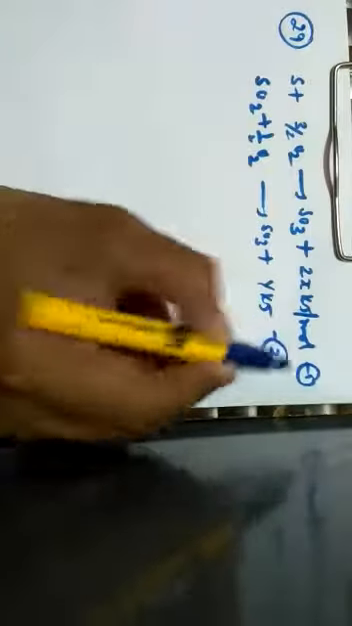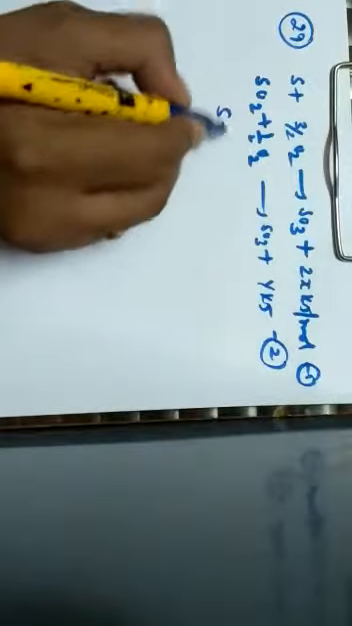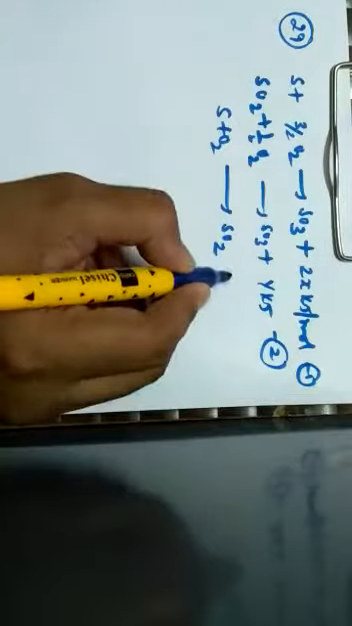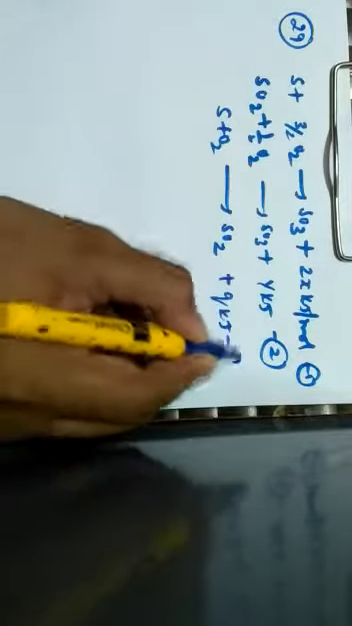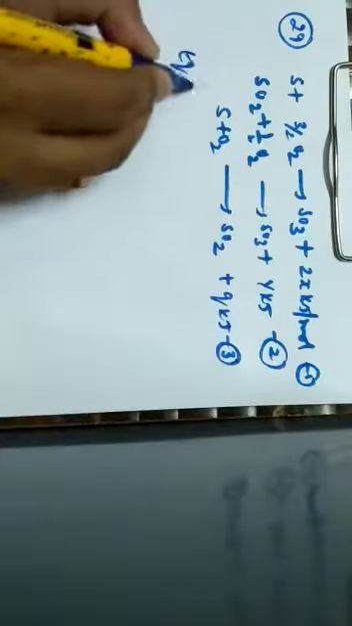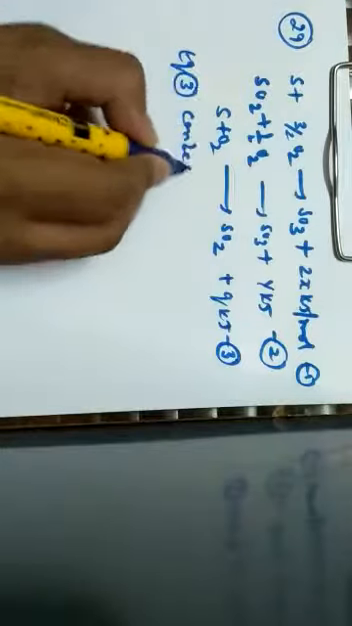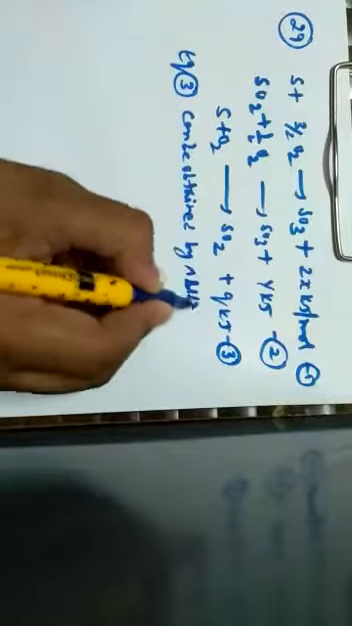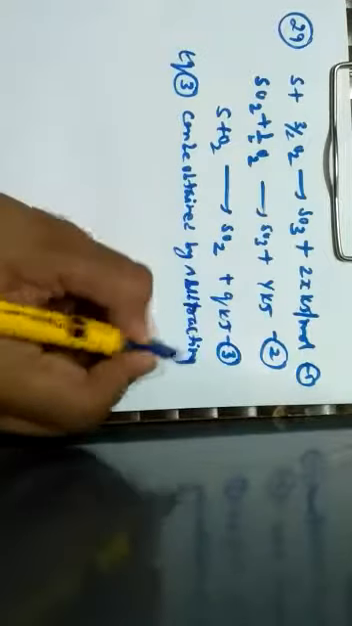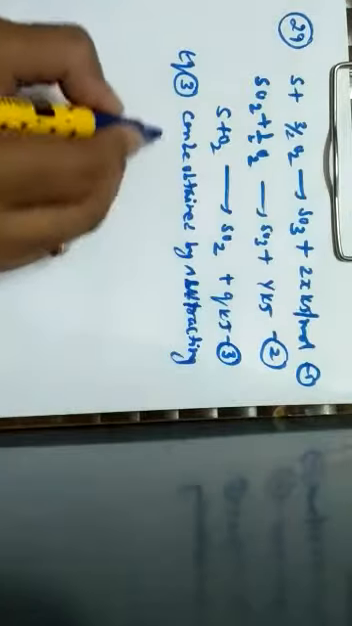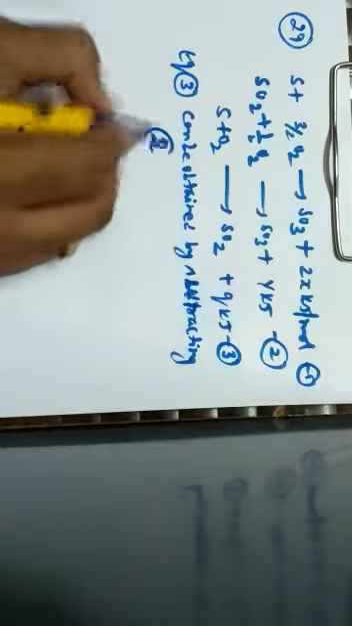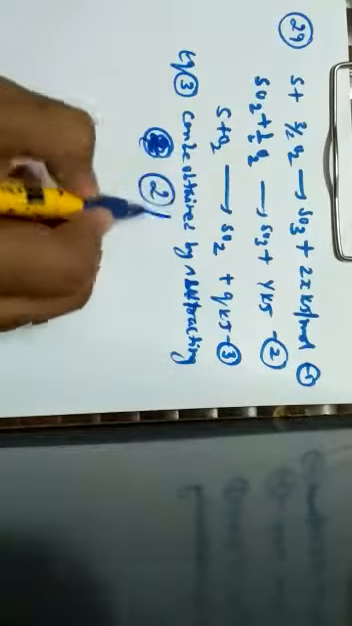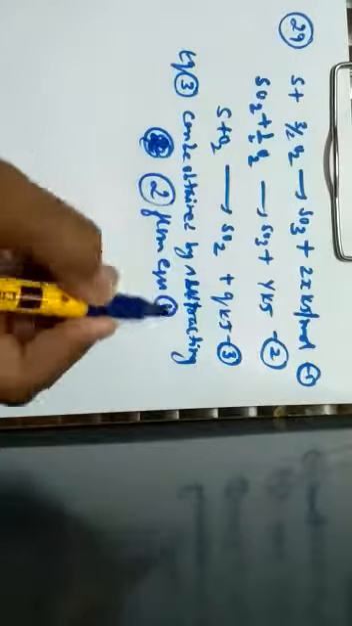I consider this as equation 1, equation 2. Hence, the formation of SO2 can be written as S plus O2 gives rise to SO2. I consider this as Q kilojoules and I call this equation number 3. So here I can tell that equation 3 can be obtained by subtracting equation 2 from equation 1.